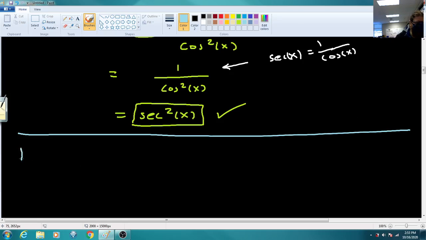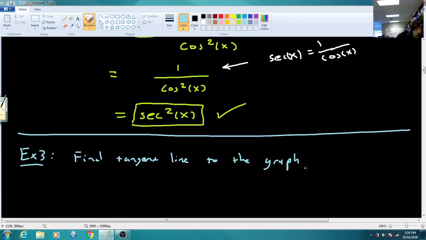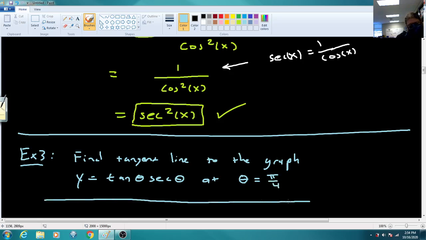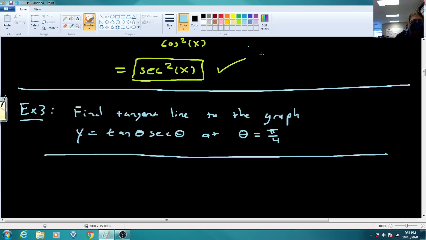The last one wants us to find the tangent line to the graph y equals tangent of theta secant of theta at theta equals pi over 4.